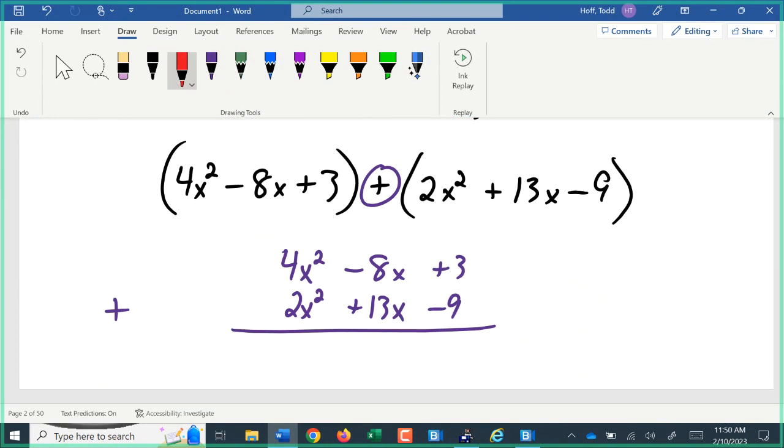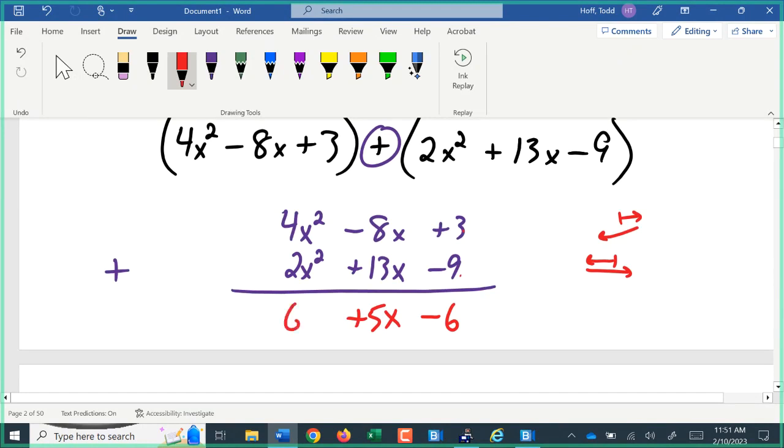Now is where we have to remember how to work with our negatives, with our integers. 3 plus negative 9, well, positive 3 and negative 9, negative 6. Negative 8x and 13x. So we combine the counts. Negative 8 plus 13. Well, negative 8, positive 13, that's a positive 5. And we keep the name of x. 4x squared and 2x squared, again, we combine the counts. 4 and 2 is 6. We keep the name of x squared. So we have to be very careful with those integers. Here's a spot where it comes up to haunt us a little bit. It's even worse when we get into subtraction.